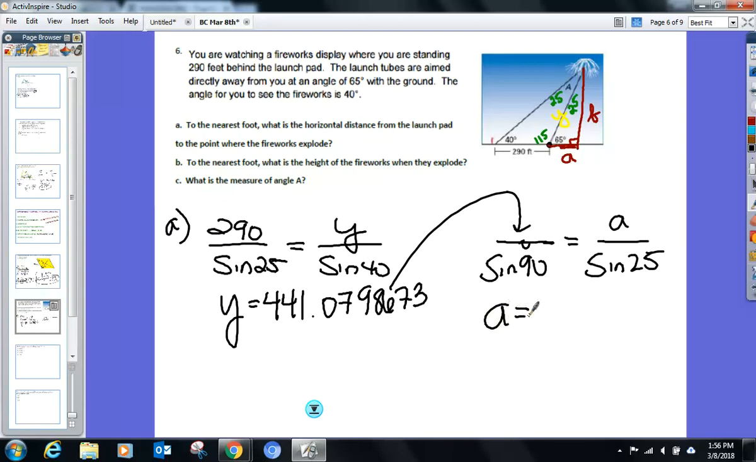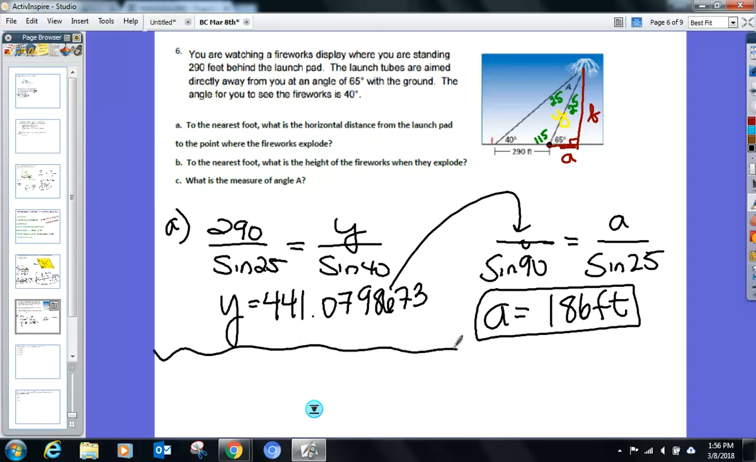And then what are we getting out here? The value of A? We're looking for what? Nearest foot? 186 feet. Whew, we got a lot of options to find the vertical distance now. Ton of options.